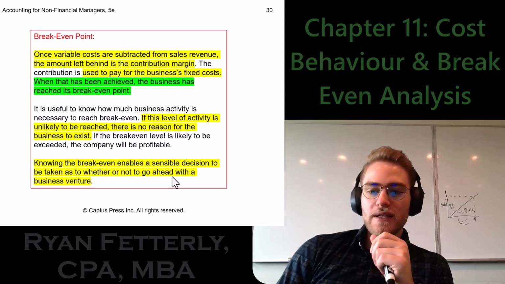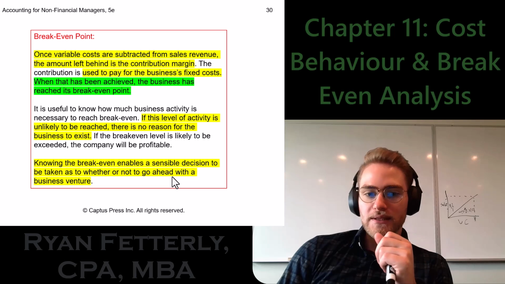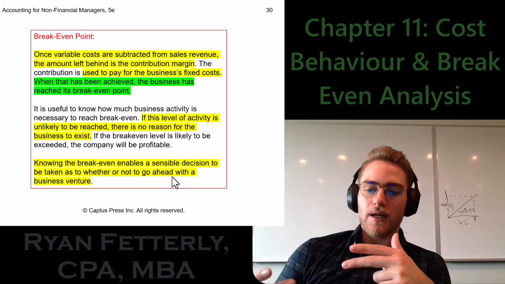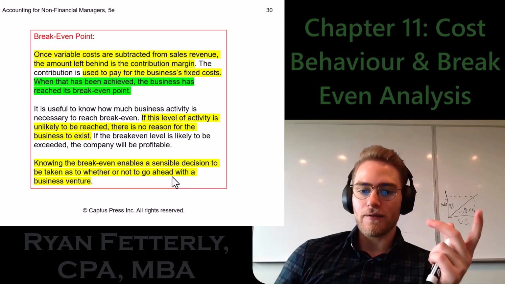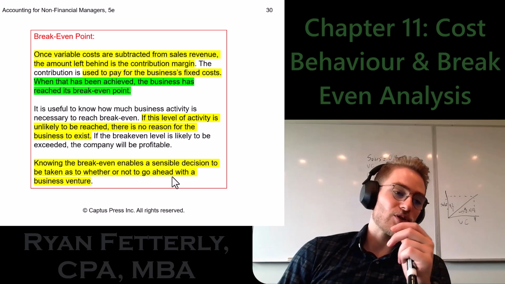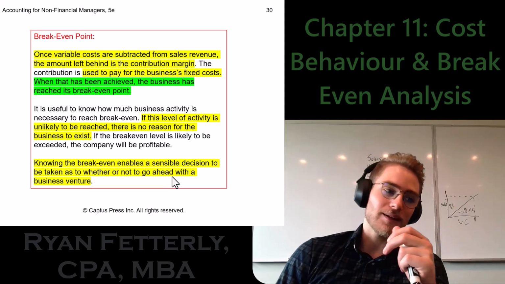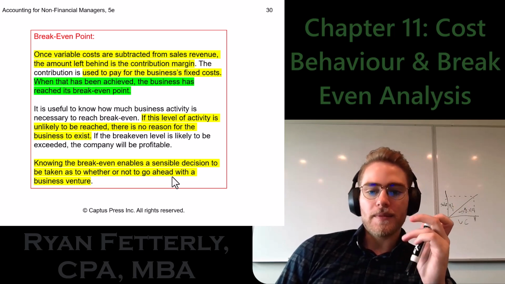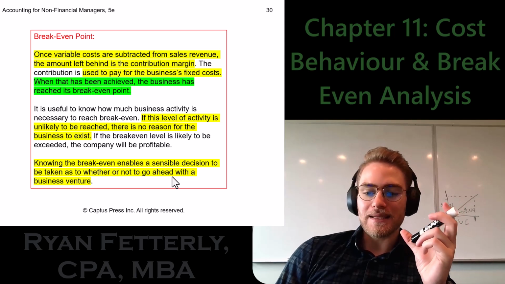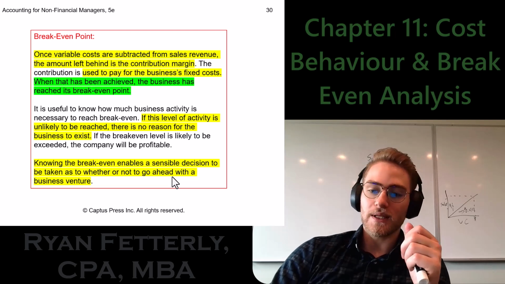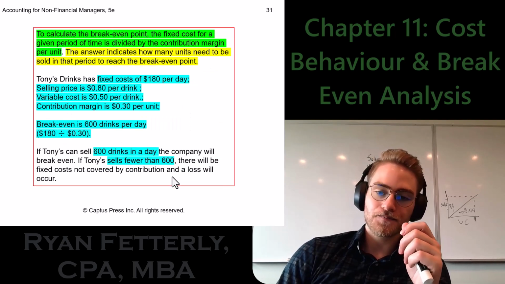So when that has been achieved, the business has reached its break-even point. It's basically useful to know this, your break even, because if this level of activity is unlikely to be reached, there's no reason for the business to exist because it's unlikely you're going to make any profit. That's the whole point, right? Unless you're not for profit. And then knowing the break even enables a sensible decision to be taken as to whether or not to go ahead with a business venture, as we talked about in the opening slides.